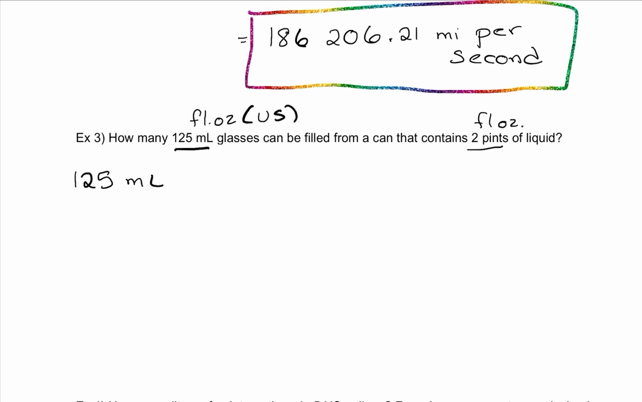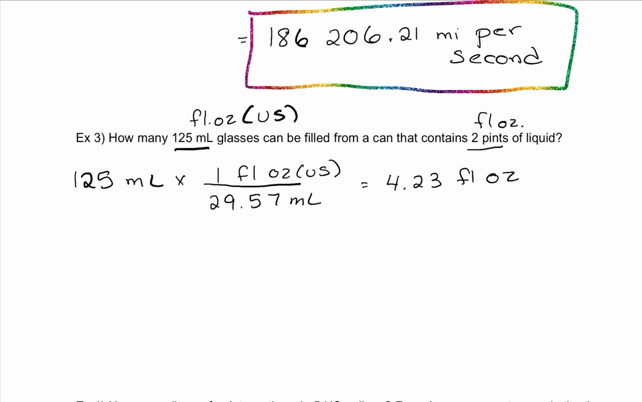So I'm going to start with the 125 milliliters, and I am going to convert this into 1 fluid ounce. So 1 fluid ounce US is equal to 29.57 milliliters. This is just from my conversion chart. So this now gets me into my imperial system, which is the same as where my pints are.